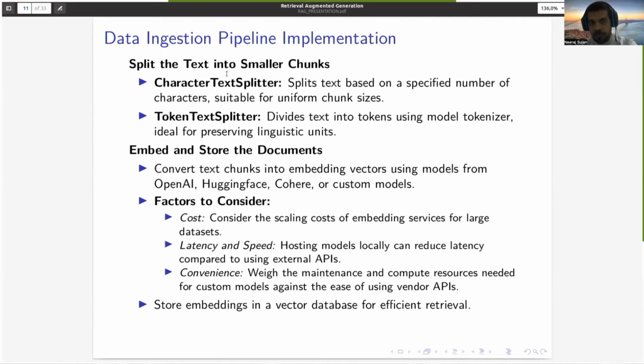Should I split it based on the characters, or should I split it based on tokens? If it's something very easy, not so complex, you could use a character splitter, but if it's something more complex, you use a token splitter. The factors to consider are the cost, the latency and speed, and the computational resources.